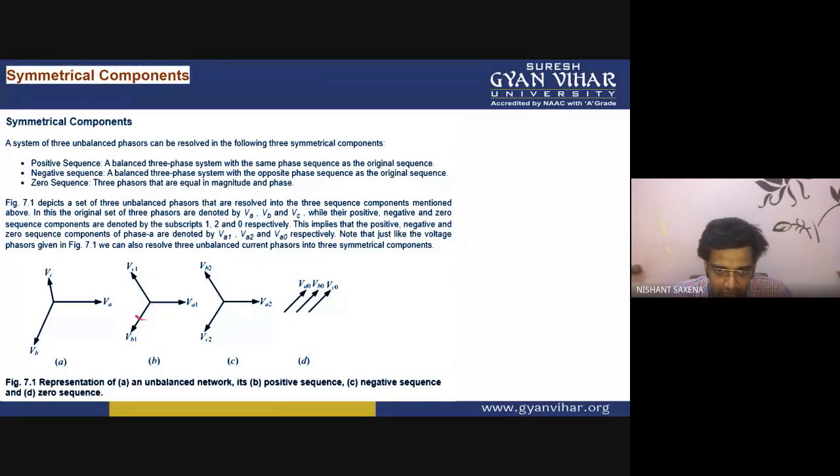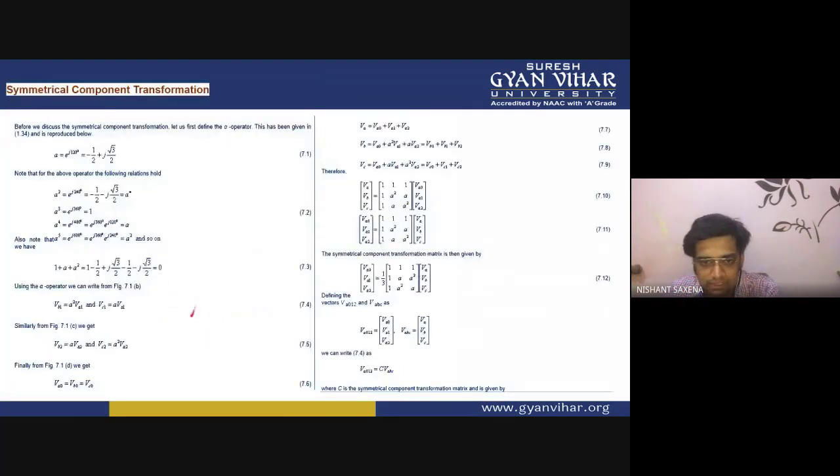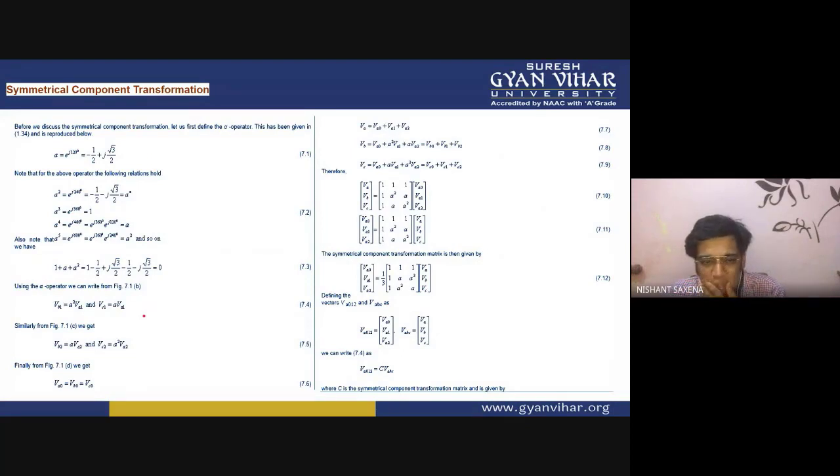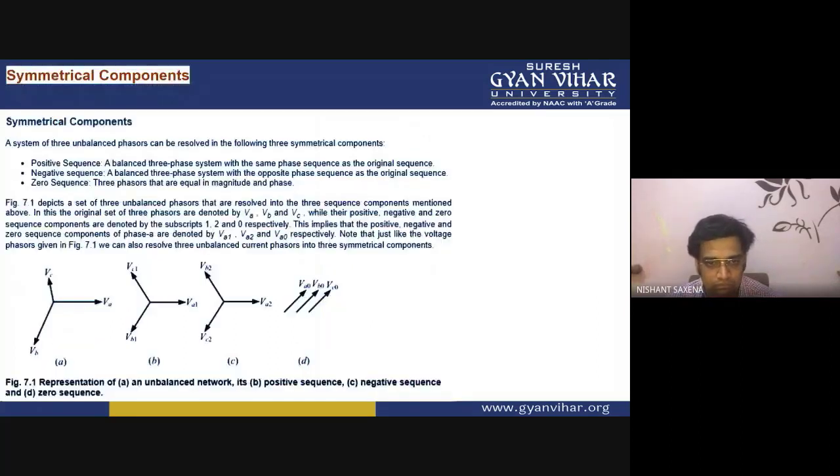Now VB1. Again, if I write out VB1, look at this again. If I want to write out VB1 in terms of VA1, I have to rotate this in the positive direction, anti-clockwise. The negative sequence moves in the clockwise direction, but this is a positive sequence, so we are moving in the positive side. So if I want to write out VB1, it will be equal to alpha times VA1 . And if I want to write out VC1, then it will be equal to alpha into alpha, that is alpha square times VA1. Look at this.